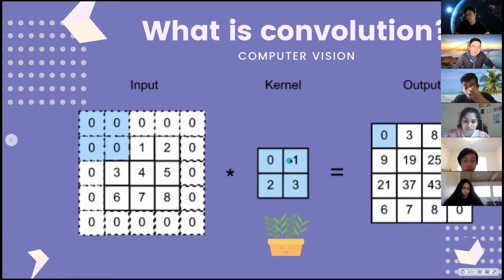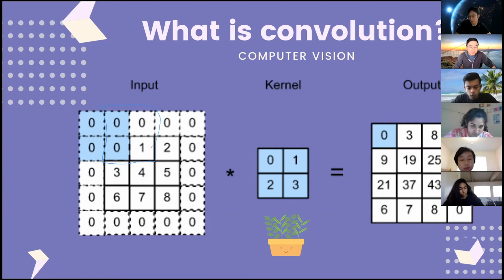Then, depending on how we move the kernel, which we call the stride size, we move the kernel one more pixel, right here. Can anybody tell me why in this case the output is 3? When you do the multiplication, it would be 0 times 0 plus 0 times 1 plus 0 times 2 plus 1 times 3. Yep, exactly. 0 times 0 is 0, 0 times 1 is 0, 0 times 2 is 0, 1 times 3 is 3. Add all that together, you get 3.